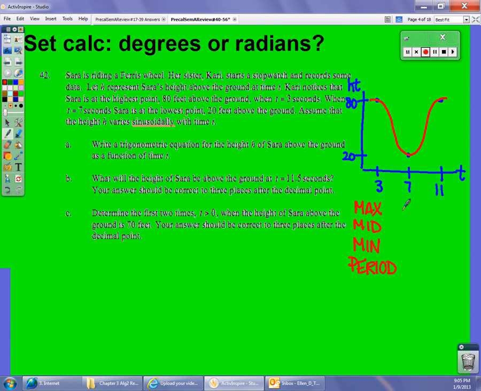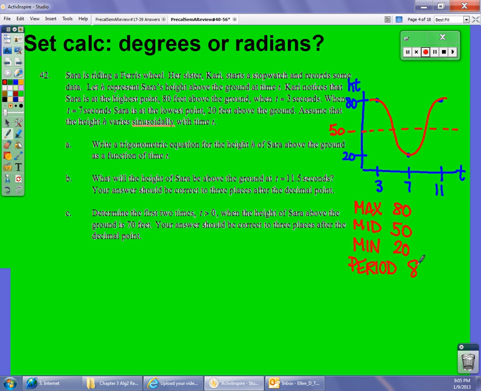Our maximum is 80. Our minimum is 20. The average between those will be our midline. Add them up, you get 100. Divide by 2, you get a midline of 50. Our period is the length of one whole cycle. 11 minus 3 seconds is 8 seconds.